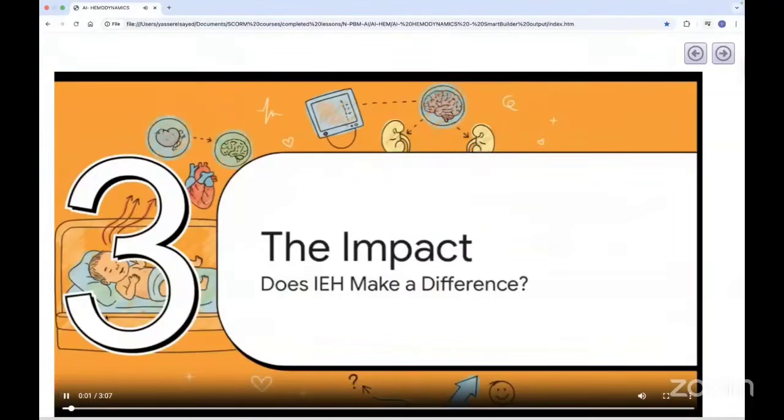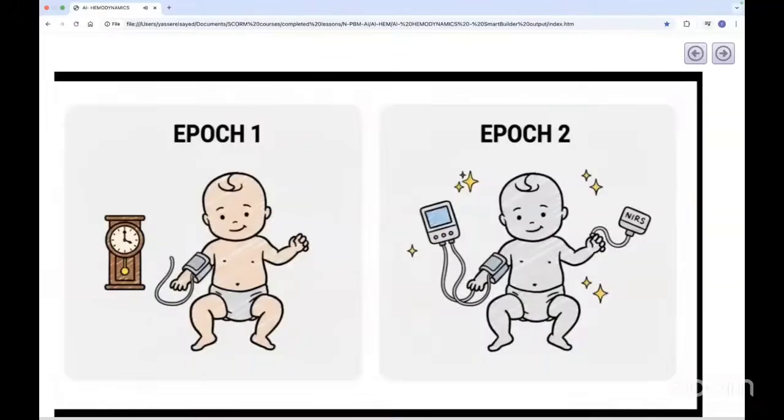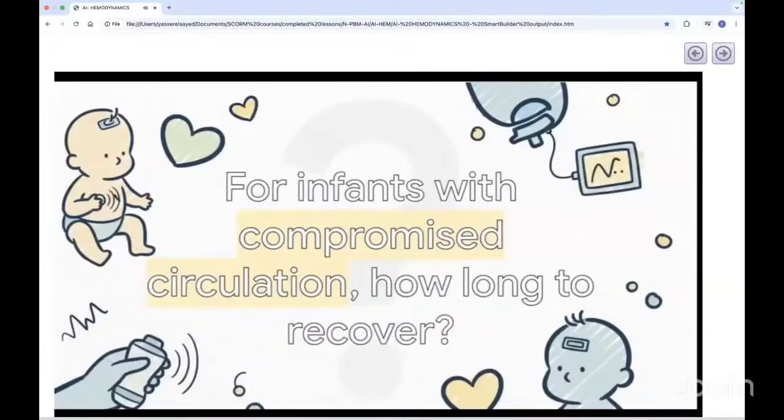Okay, this all sounds incredibly advanced, right? But it brings us to the most important question of all. Does it actually work? Does it make a real difference for these babies? Well, a study was done to find out exactly that. So, what the researchers did was they looked back at the data from two different groups of infants who all had compromised circulation. The first group, they called it EPOC 1, got the standard care. You know, the way things were done before this new integrated approach. The second group, EPOC 2, got care that was guided by the full IEH toolkit. And they focused on a really specific, really crucial outcome. For these infants with struggling circulation, how long did it take them to recover? How long until they were stable?